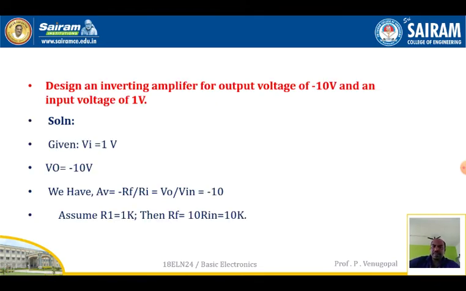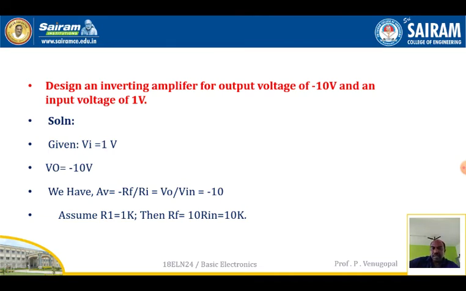Next, once again we have one more problem on the inverting amplifier. Design an inverting amplifier. Here the question asked is different, so this is a different way of solving the problem on the inverting amplifier. Design an inverting amplifier for an output voltage of minus 10 volts and an input voltage of 1 volt. So let's write the constants given in the problem: VI is equal to 1 volt and V0 is equal to minus 10 volts. Gain is equal to V0 by Vin, nothing but minus RF by R1. The output voltage is given in the problem and the input voltage is 1 volt, so minus 10 divided by 1 you will get minus 10. Minus 10 is the gain of the inverting amplifier.